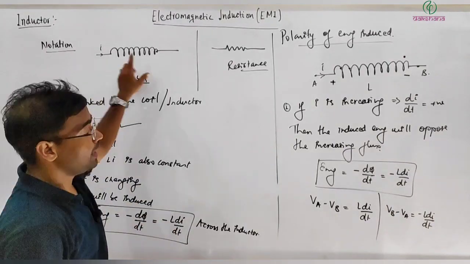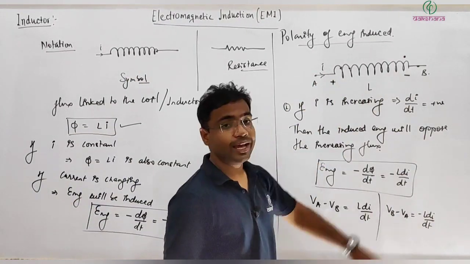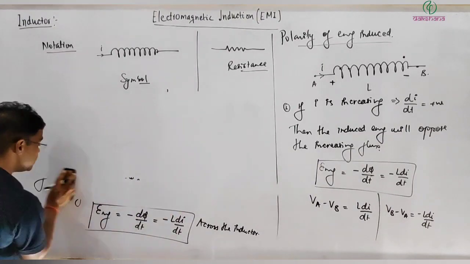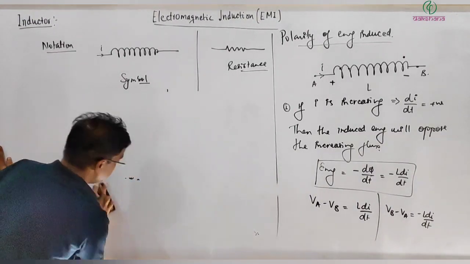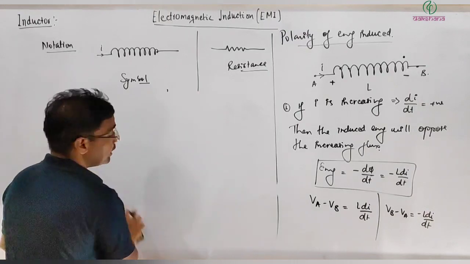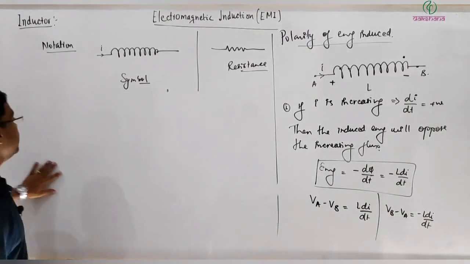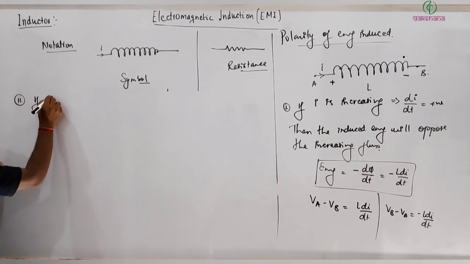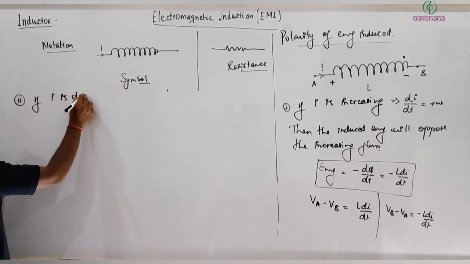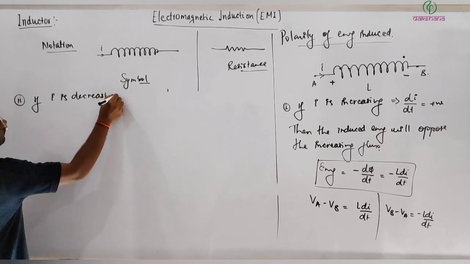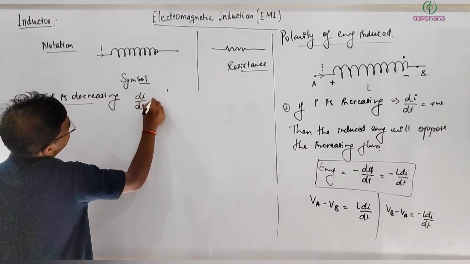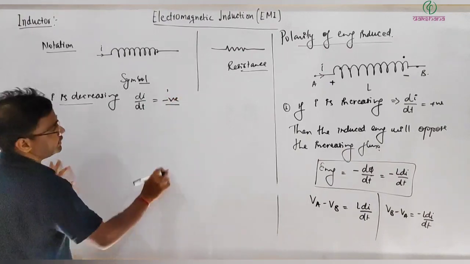So that is a condition. This is the symbol, how we can write it. Polarity, how we can decide. So polarity is not universal, it depends on the current, whether it's increasing or decreasing. So second case, if I is decreasing, that means di/dt itself will be a negative quantity.